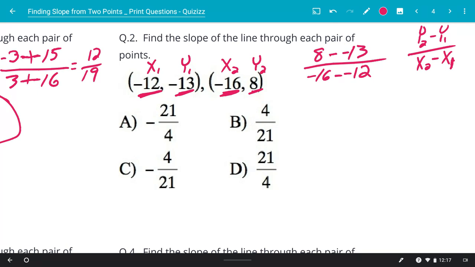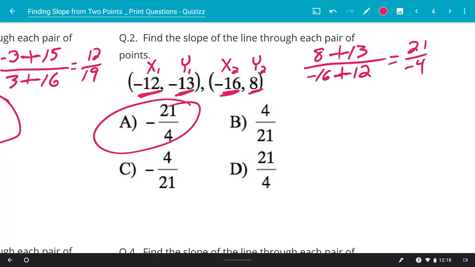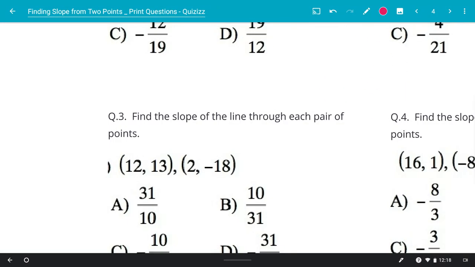Now I have minus a negative becomes a plus. Minus a negative becomes a plus. 8 plus 13 is 21. Negative 16 plus 12 is a negative 4. So negative 21 over 4. Now, that's taking my time and being thorough.